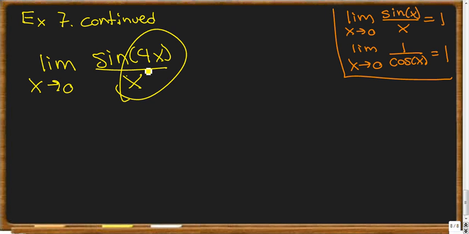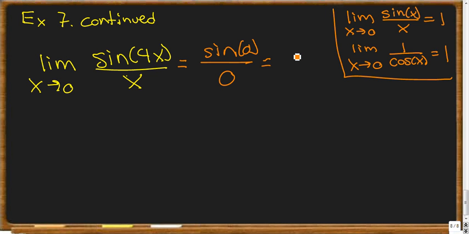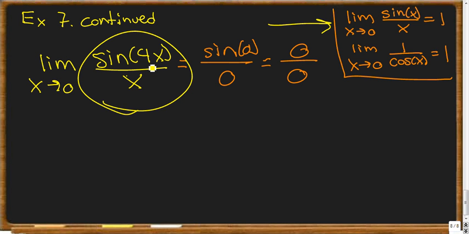Here we have sine of 4x over x, which, again, if we plug these in, the sine of 4 times 0 is 0, divided by 0. So again, we have the indeterminate form, which means more work for us. So we need to rethink this. We can't use the identity yet, because I've got a 4x over x, not an x over x like it says. But we're going to get a little tricky here.